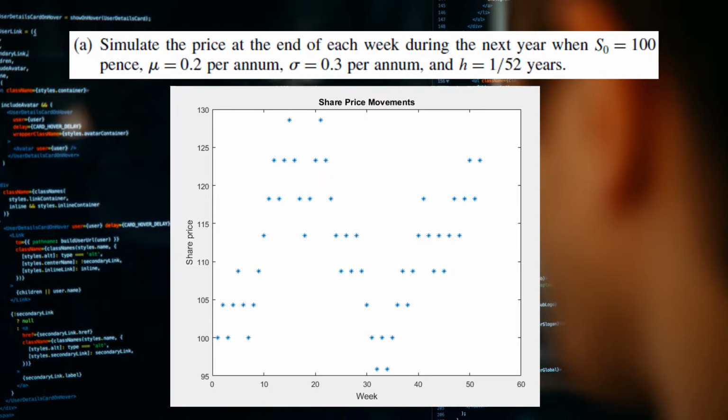Here's the plot for the share price movements. As you can see, very volatile, increasing and decreasing rapidly over the weeks.